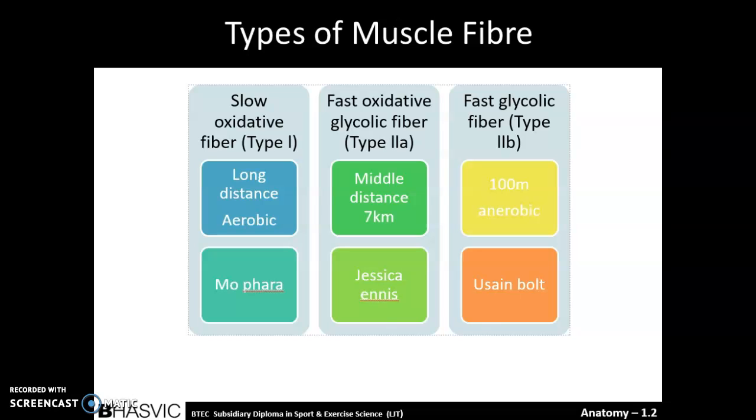The last type of muscle fibres is fast glycolytic fibre, also known as type 2B. They are used for anaerobic sporting activities, which is known as short distance activities, mostly known as 100 meters, where oxygen isn't as needed. Usain Bolt would have a lot of fast glycolytic muscle fibres, as he is a power sprinter.